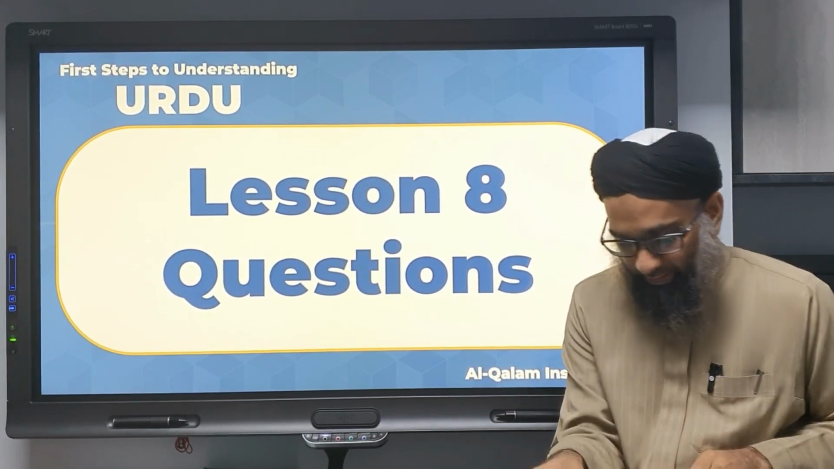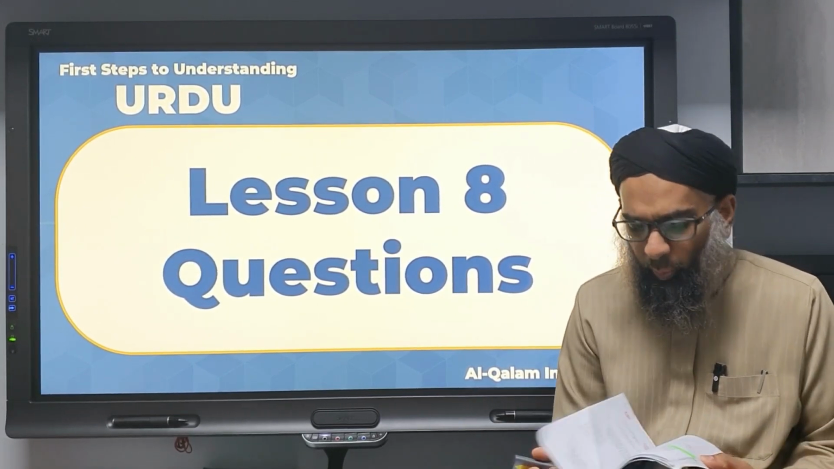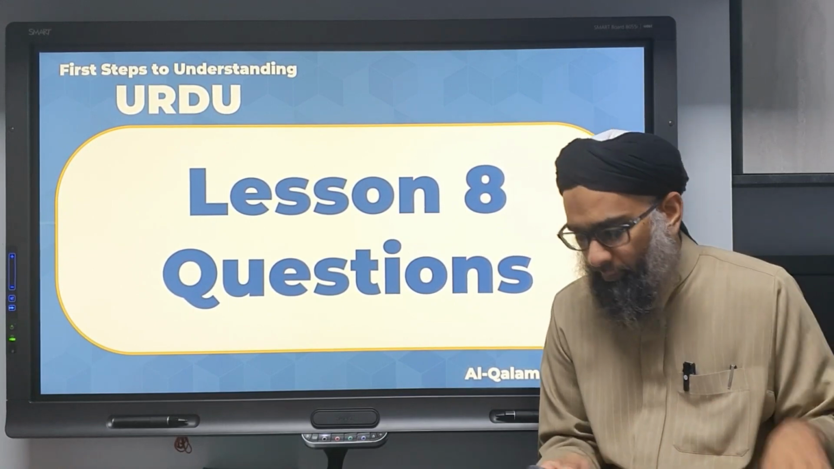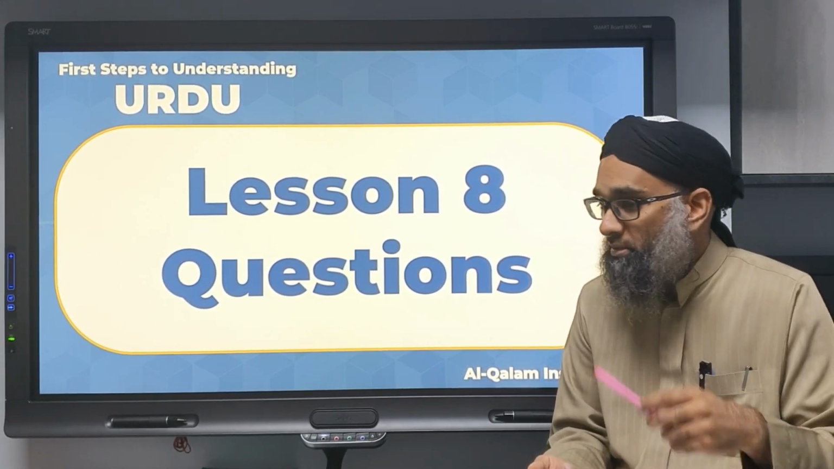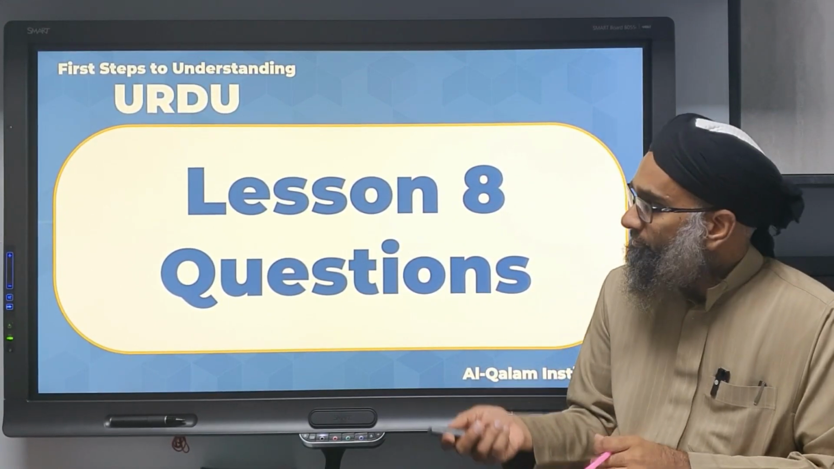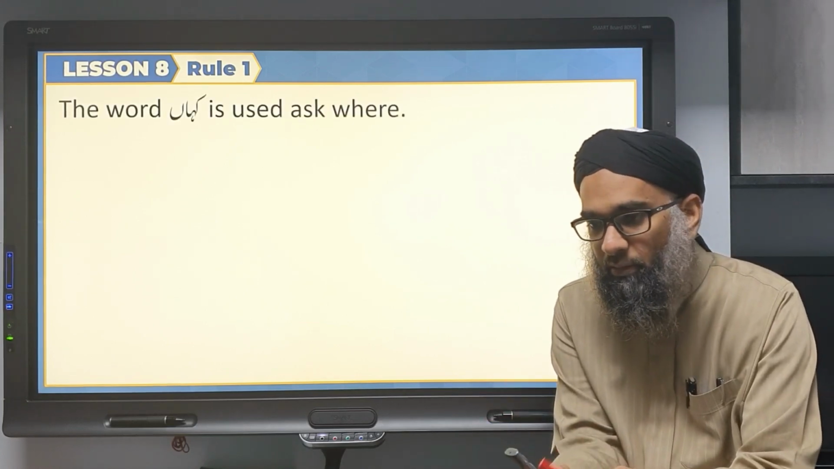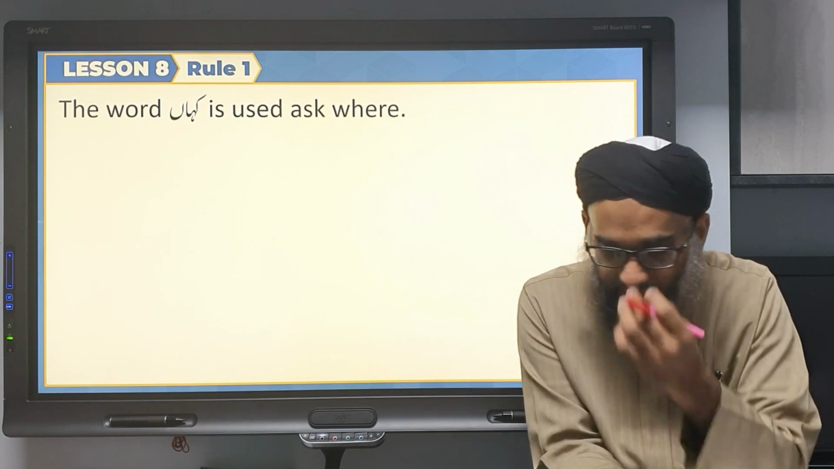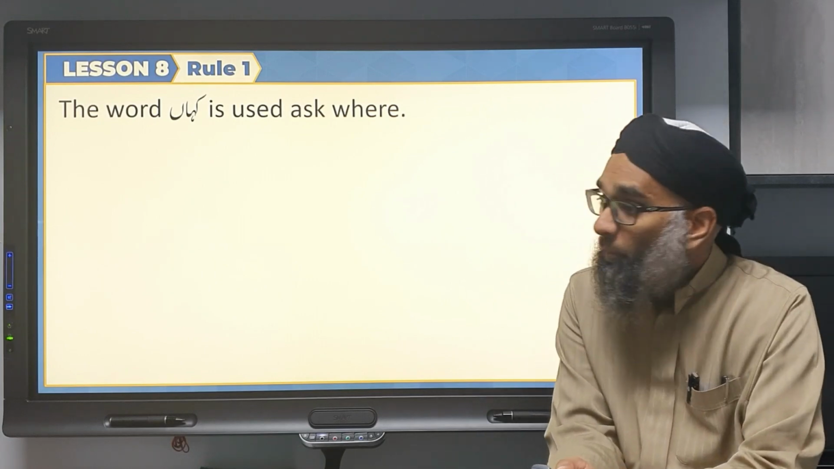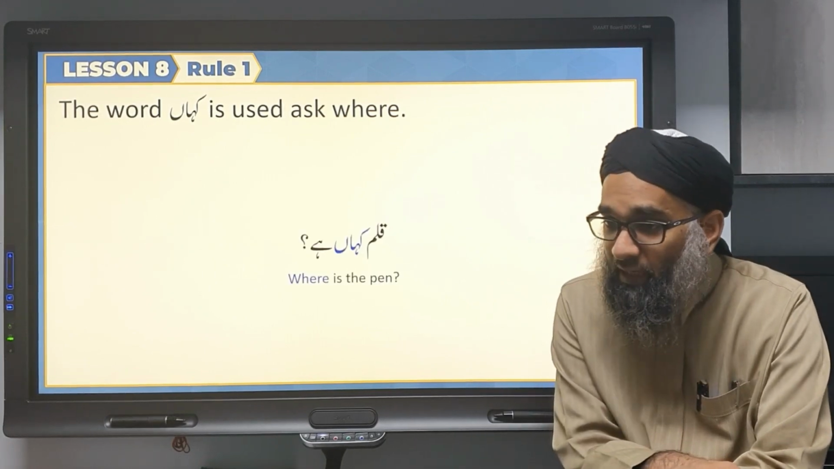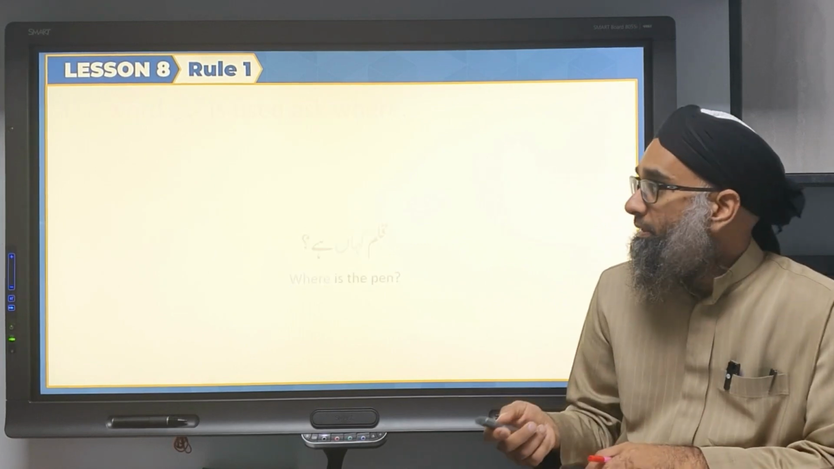So now moving on to lesson number 8 and questions. We had questions come up before, but now we're dealing particularly with a few particular types of questions. Rule number 1: kaha, with a nasal noon. Kaha means where. Qalam kaha hai? Where is the pen?